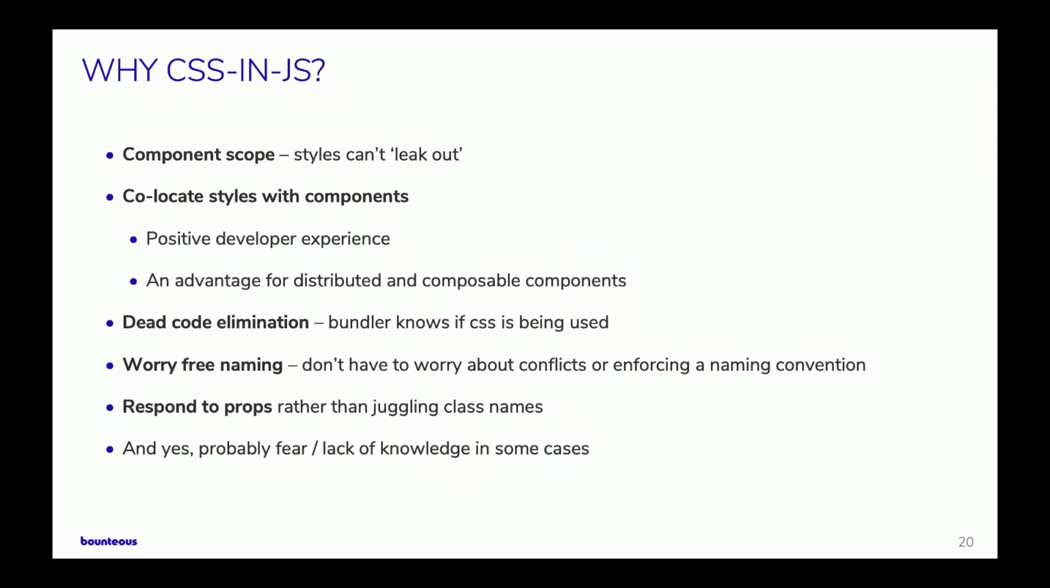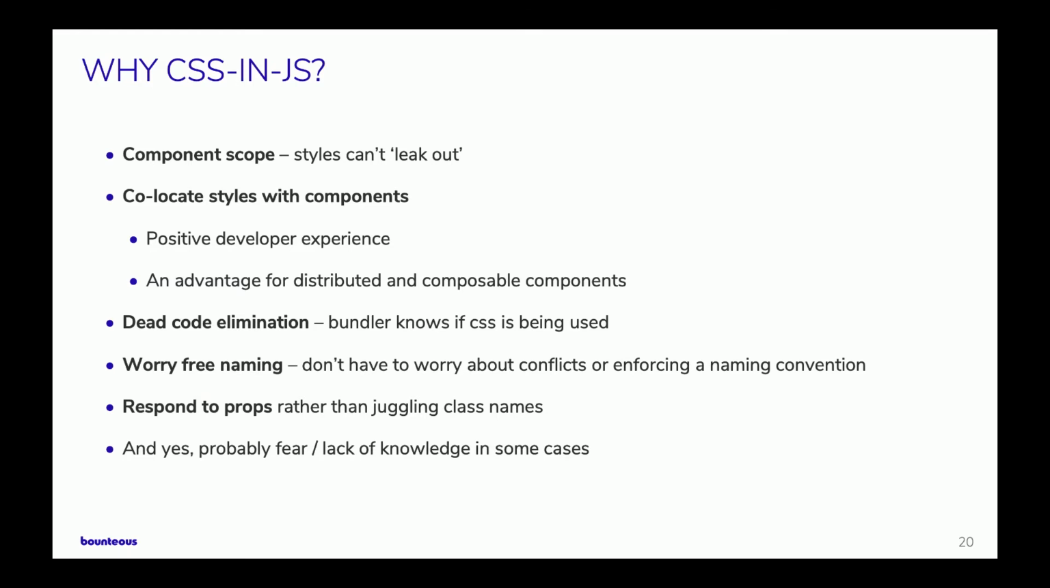There's also the potential advantage of the styles being co-located with the components themselves. So it can provide potentially a positive developer experience. They might all be in a single file, or they're at least probably close to each other. And it's also potentially a good thing for components that are going to be distributed in some way, something like an NPM package, or even components that are composed together. That can be an advantage.